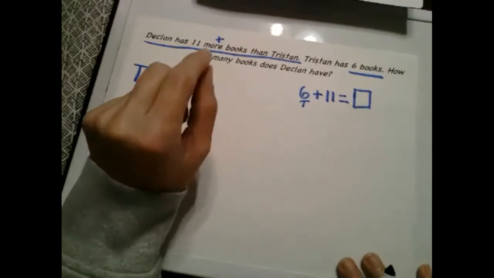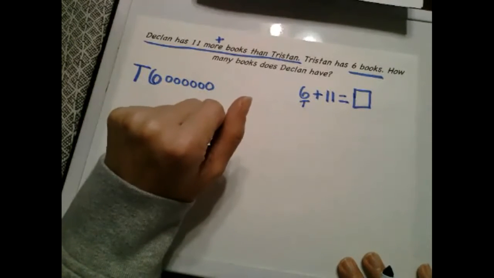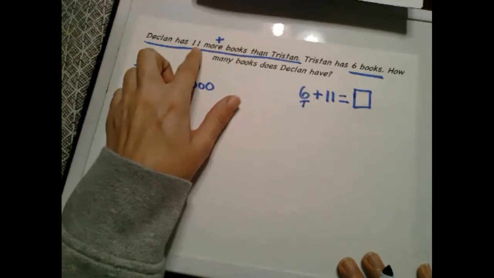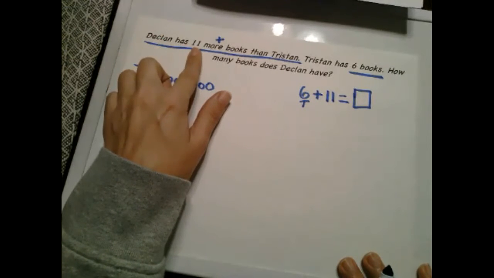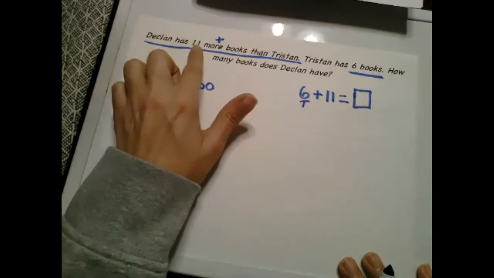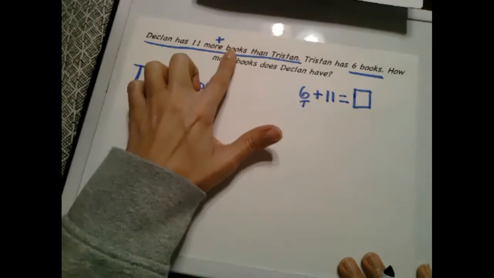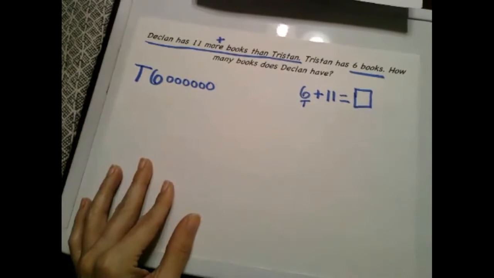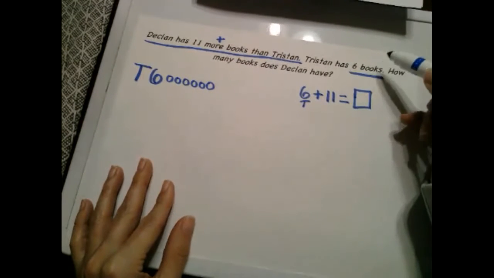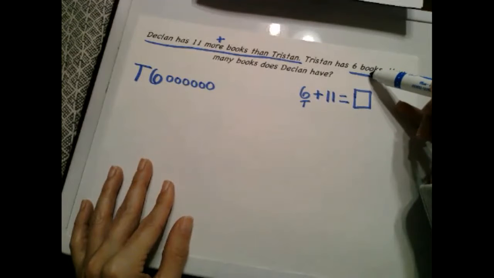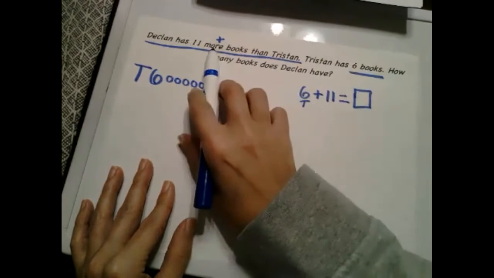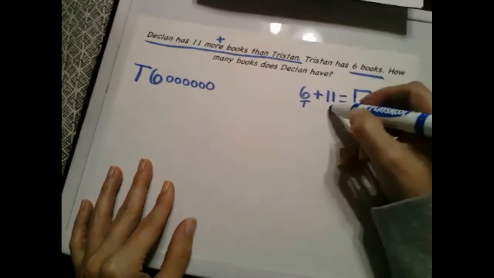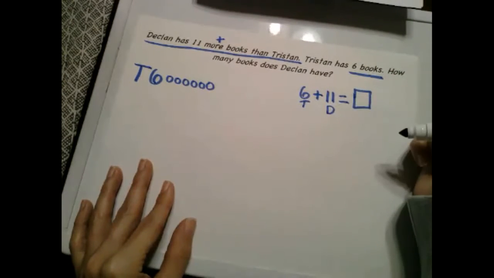A misconception that I see a lot of people making is assuming that Declan has 11 books. But it didn't say he had 11 books. It said he had 11 more books than Tristan. So with these types of problems, you need to look at what you know. You know that Tristan has 6. You know that Declan has 11 more. So you're going to be adding 11.